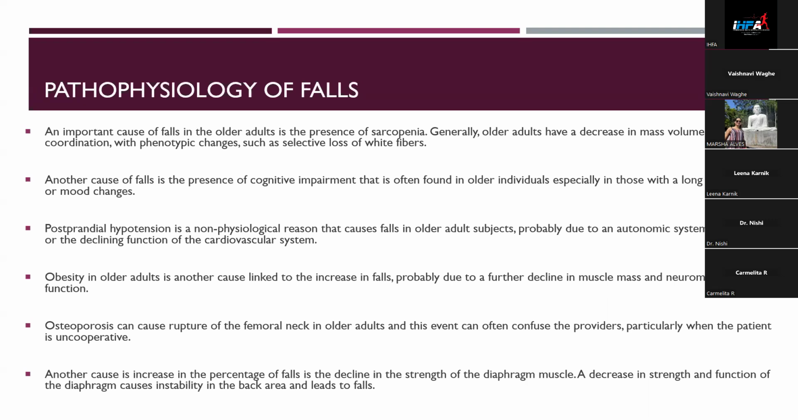Slow twitch fibers take longer time to get activated and they have good endurance and they can work for a longer time. So these fibers are specifically present in postural muscles. Postural muscles are the muscles which are working against gravity. Okay, so with age, these against gravity muscles or postural muscles will lose more white fibers. If they are losing more white fibers, their posture will be altered.